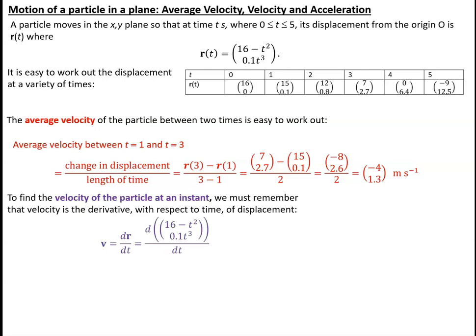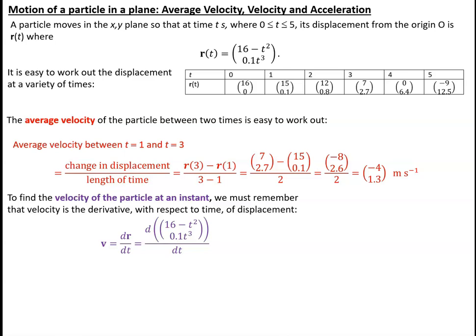Now, to find the velocity of the particle at an instant, we must remember that the velocity is the derivative with respect to time of the displacement. So to find the velocity at an instant, we need to differentiate the vector r. So we've got to differentiate the vector 16 minus t squared, 0.1 t cubed, with respect to time.